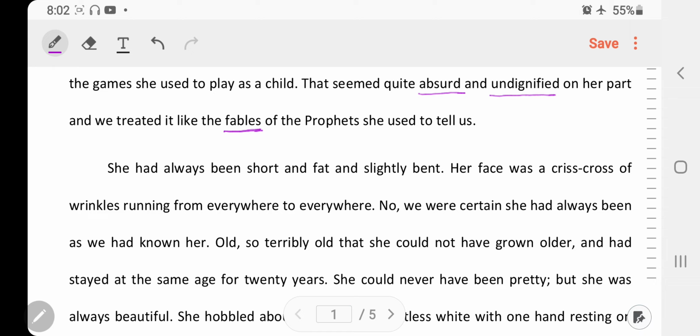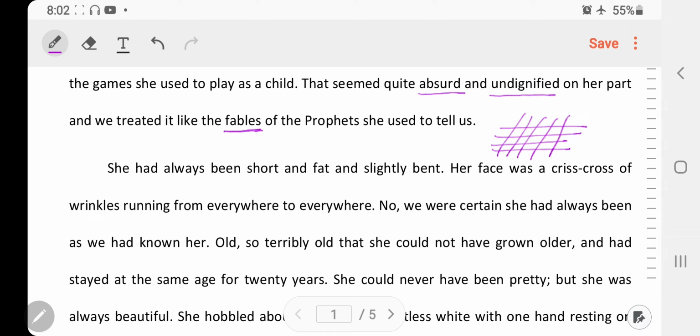Her face was crisscross of wrinkles running from everywhere to everywhere. You understand what is crisscross? If I draw the lines like this, it is crisscross. So what does the writer say? When I look at the face of my grandmother, I find that it is a crisscross of wrinkles, running from everywhere to everywhere. The whole face was wrinkled.